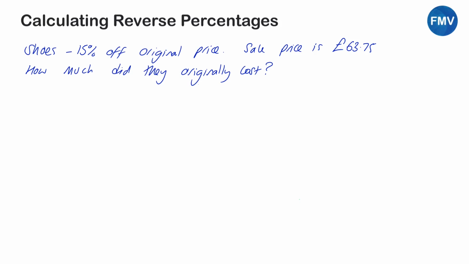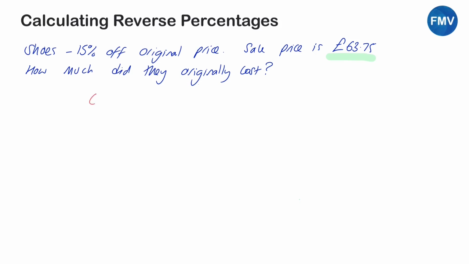So imagine we've got some shoes that are on sale and they have got 15% off the original price. The sale price is £63.75 and the question is, how much did they cost originally? The first thing to acknowledge here is this price is not the original price. We need to find out what that price actually is.